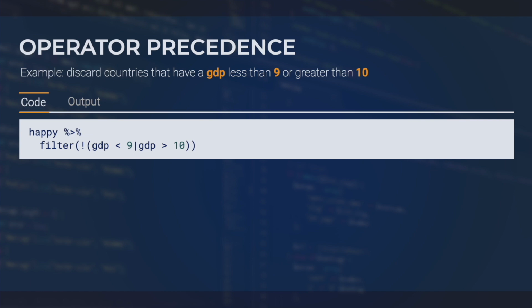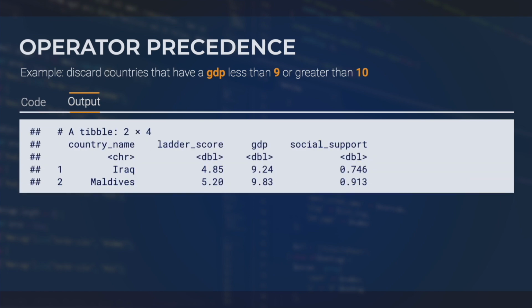We simply place our OR condition within parentheses. This ensures that this gets evaluated first. And we place the exclamation mark outside of the parentheses to negate this. Looking at the output, we confirm that we now only keep countries with GDPs that are between 9 and 10.